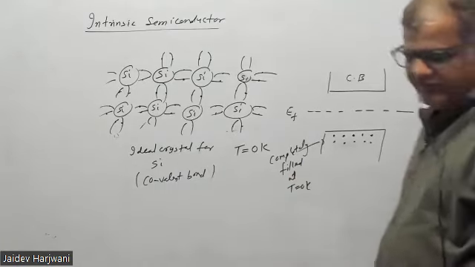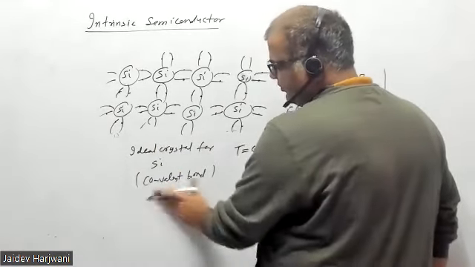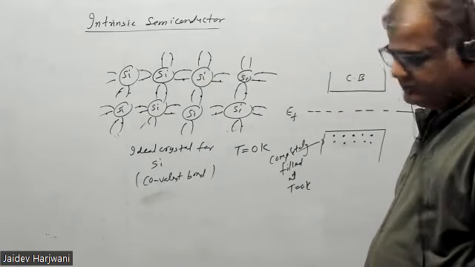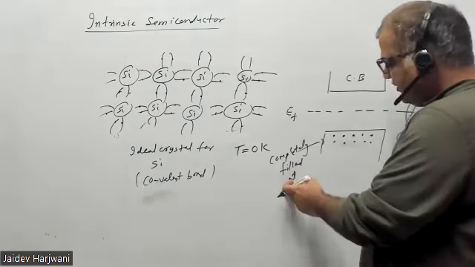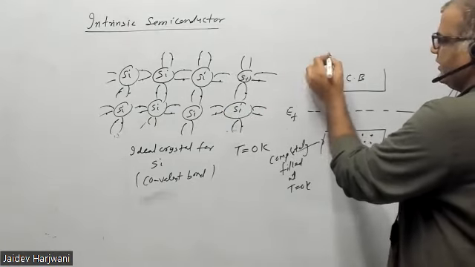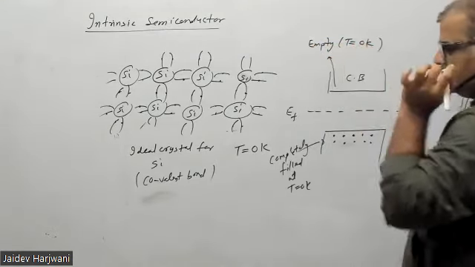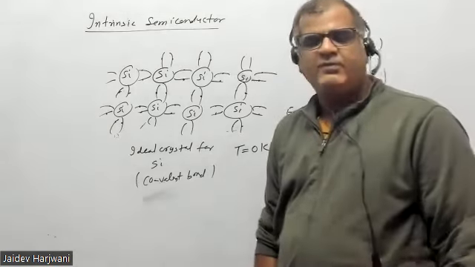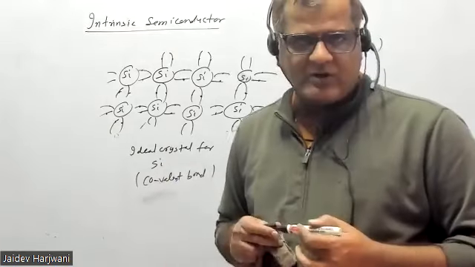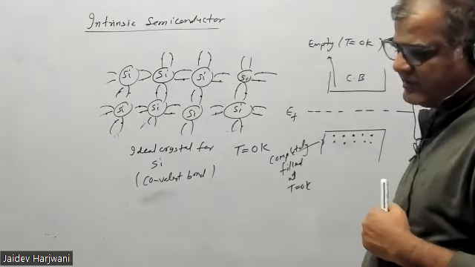That means if I assume that this is a pure and ideal crystal, with no impurity and no defect, then at T equal to 0 Kelvin all the electrons are in the valence band and the conduction band is empty. So at 0 Kelvin, your semiconductor in the pure state behaves exactly like an insulator. If there is no electron in the conduction band, it will not conduct electricity.